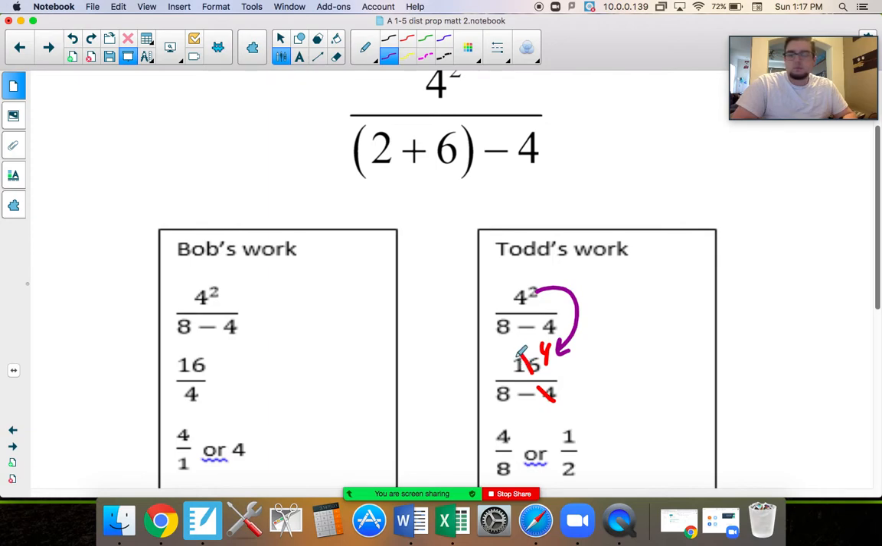Then, following Gems, he did division. So he divided the 16 by the 4. He guessed he could have done the 16 divided by the 8. He chose the 4. That gave us 4 over 8 and got 1/2.